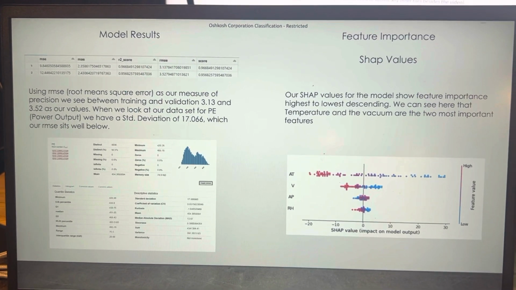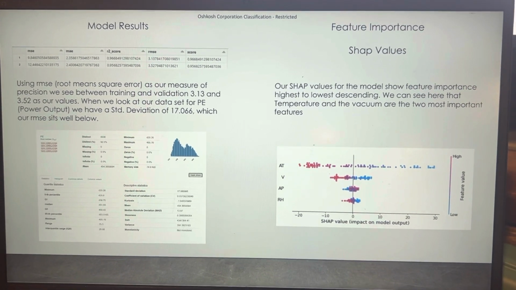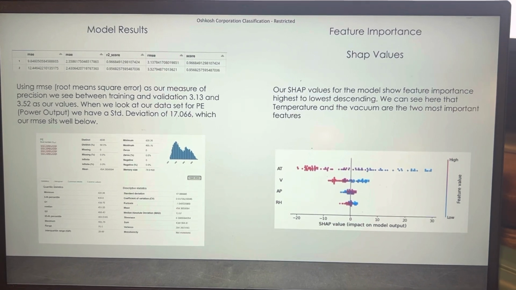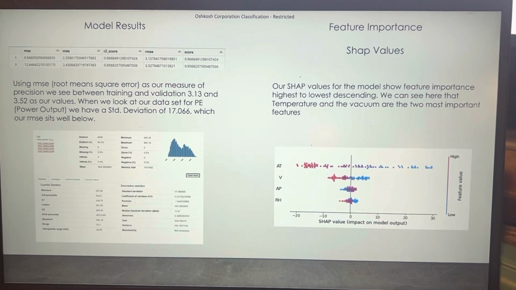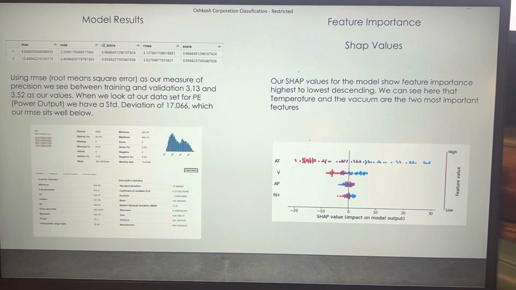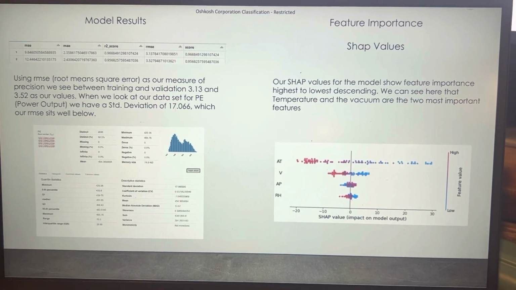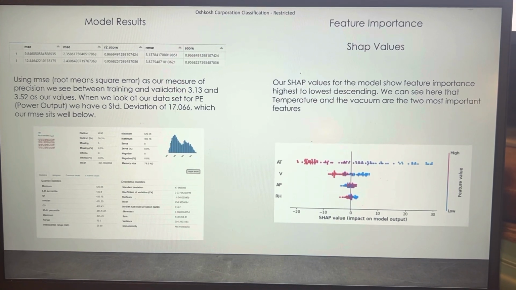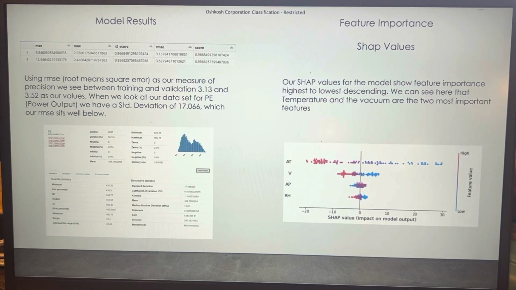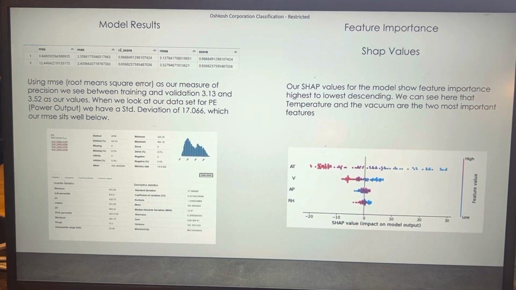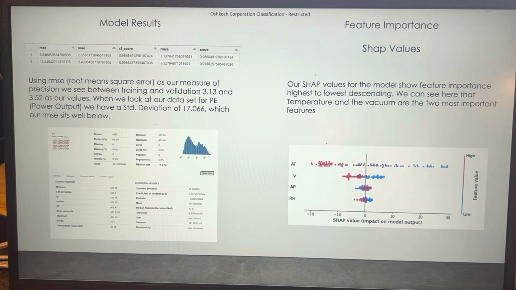Now, on to the feature importance. We can see here, ranked highest to lowest, that temperature is the most important feature. Vacuum is second, then pressure, and relative humidity is fairly not that important, which we actually saw with the correlation result in the scatter plot previously.